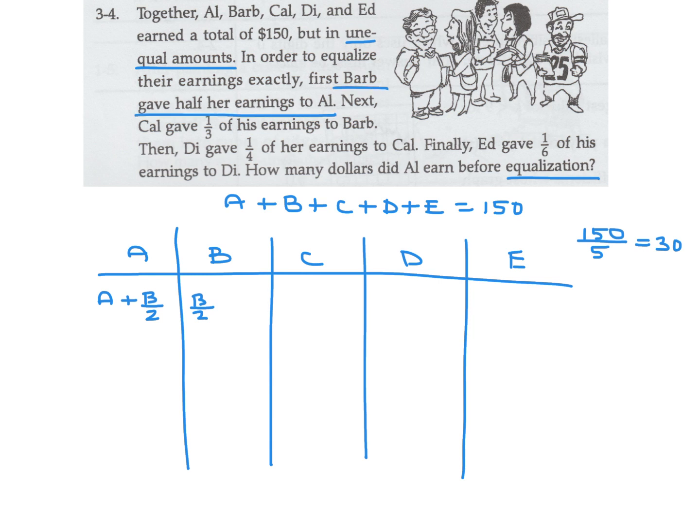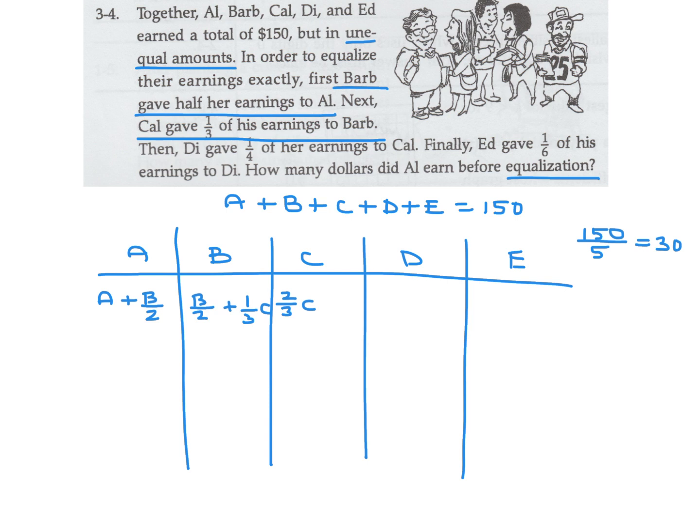Okay, next, Cal gave 1/3 of his earnings to Barb. So he gets left with 2/3, and then 1/3 goes to Barb. 1/3 C. Okay, and then that takes care of that one.